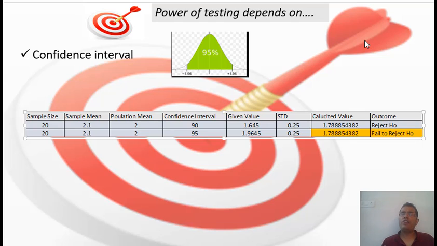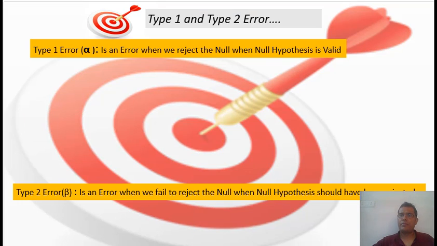So before ending this knowledge video, let's quickly discuss what is type 1 and type 2 error. These terms are often used. Let me quickly discuss what is type 1 and type 2 error. So type 1 error is an error when we reject the null, when the null hypothesis is valid. And type 2 error, also known as beta, is an error when we fail to reject the null when the null hypothesis should have been rejected.